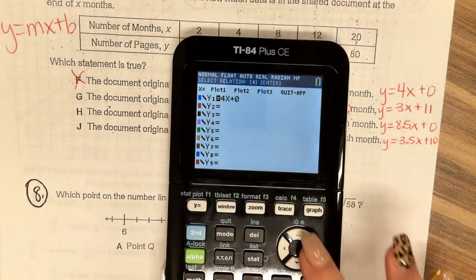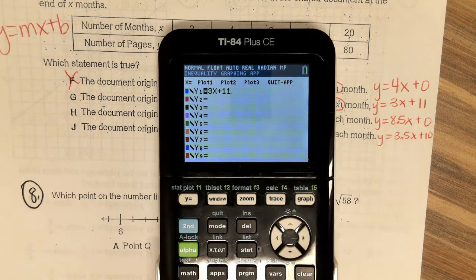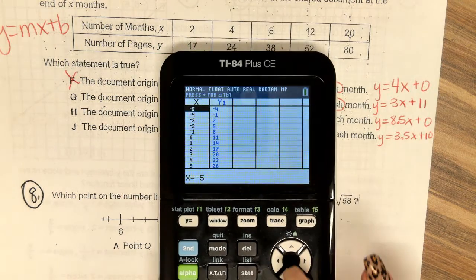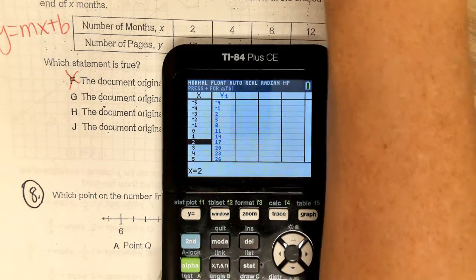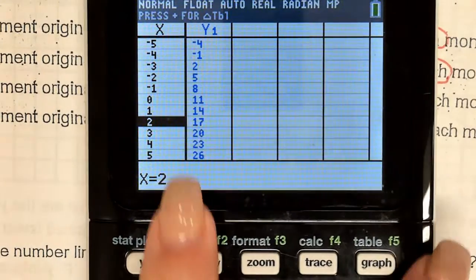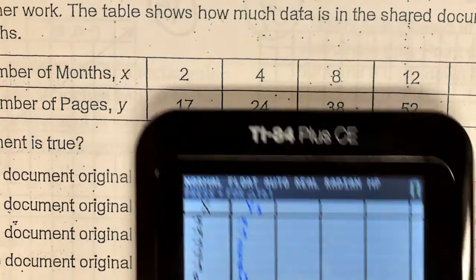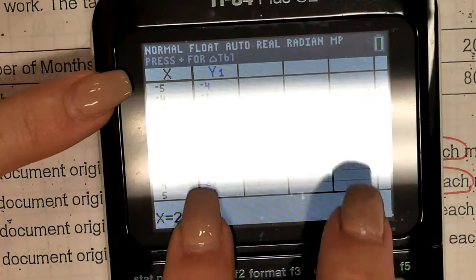Go back to y equals. Clear that out. Put in 3x plus 11. Go to second graph. When x is 2, is y 17? Can y'all see my screen? When x is 2, is y 17? Yes. Now let's check the next one. When x is 4, is y 24? No, it's 23. So G is out.